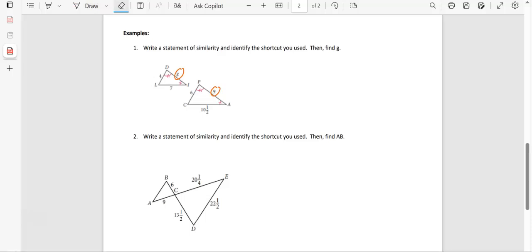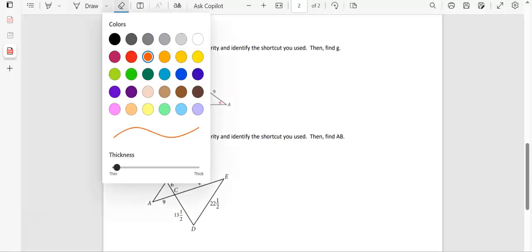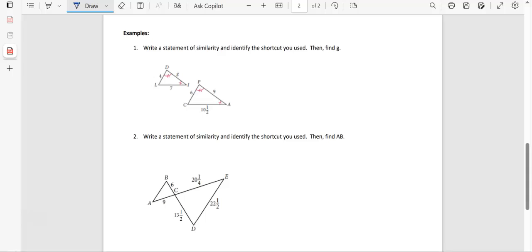And the way I would write my similarity statement, again, matching up corresponding sides, or corresponding vertices, it's up to you how you want to write it. But I might say something like triangle DIL is similar to triangle PAC by angle, angle.